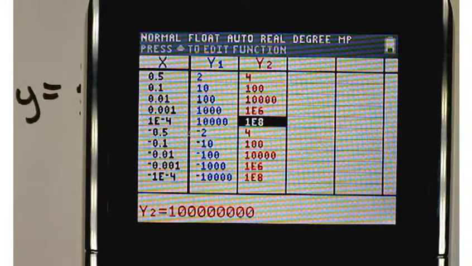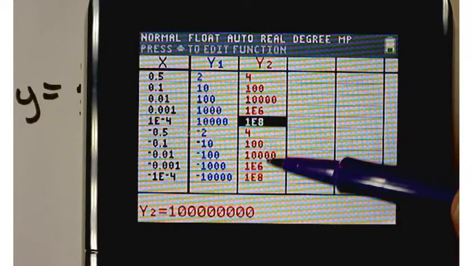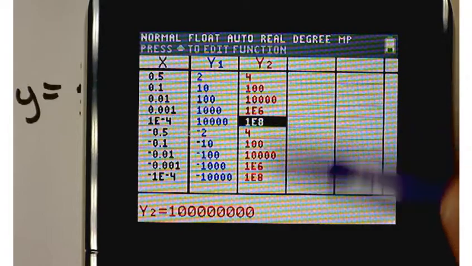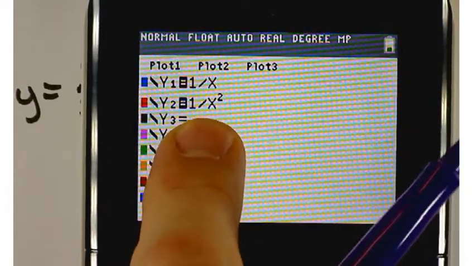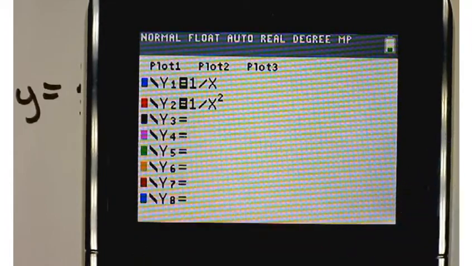And so on. But the other important difference here is what? It's that this graph is always positive, right? And that's because when you square this, you've got a positive number. And a positive divided by a positive is still going to be positive.